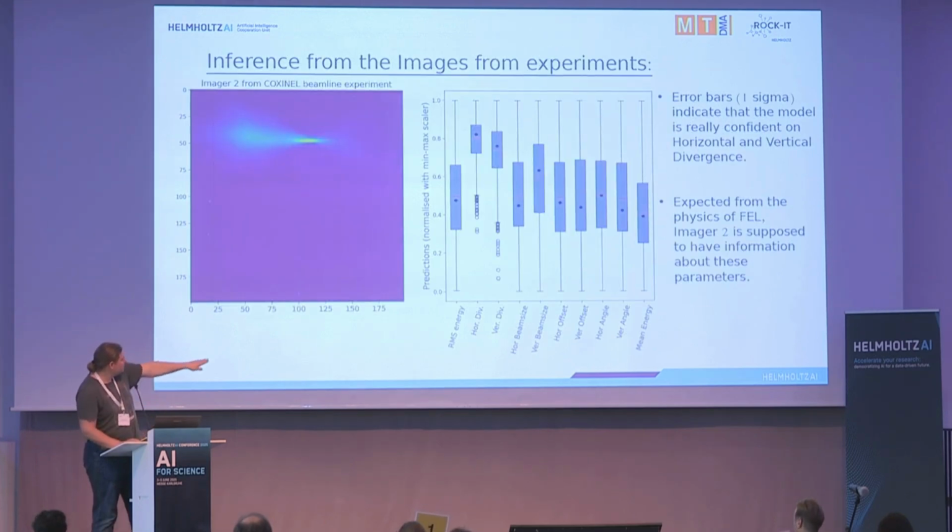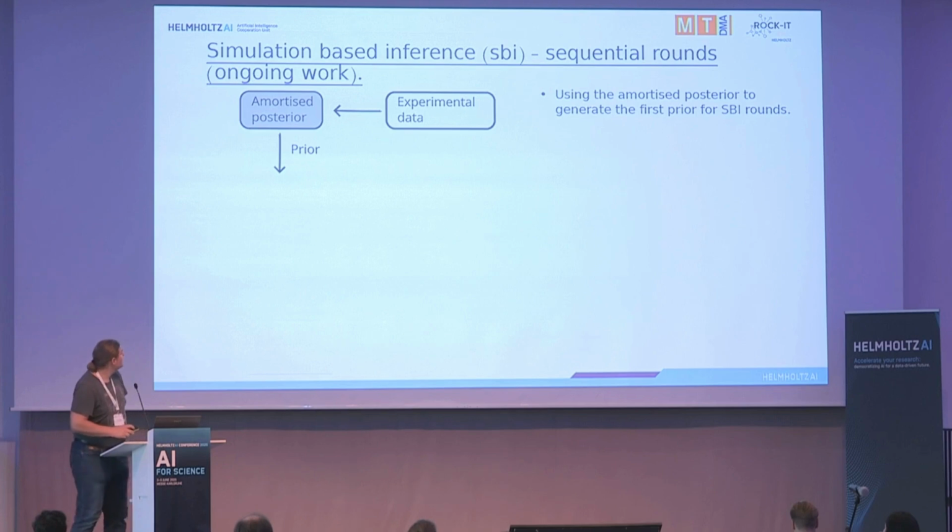We can see that there are two bars, the horizontal and vertical divergence, where the variance is smaller. That's where the model tells us, okay, there we have some information, and for the others there is basically nothing. This is in line with the intuition, because by design of the beamline, this imager should contain information about the divergences. In simulation, we have very clean data, so we can extract a bit more information at the edges there.